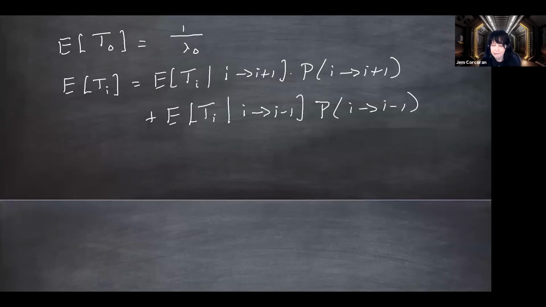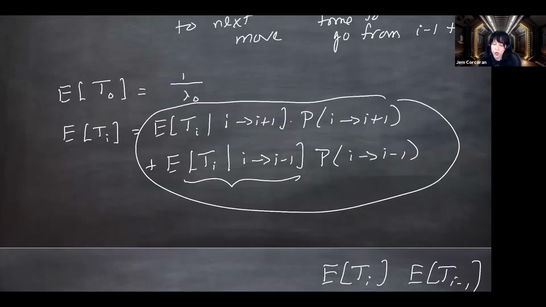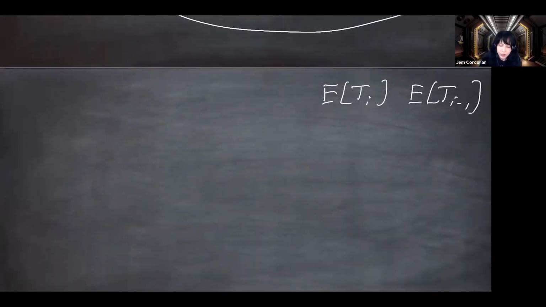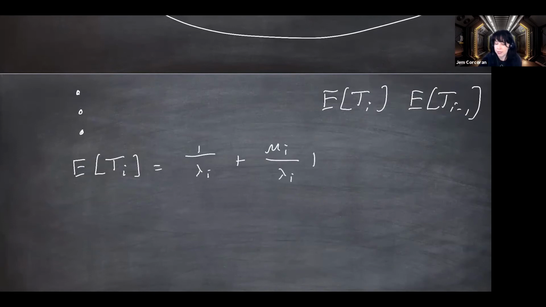It's really messy. And once you plug in everything over here, you're going to have expected value of Ti terms and expected value of Ti minus 1 terms. Like this alone was this. So you're going to have these sorts of things in there. So then you just want to solve for the expected value of Ti. So an hour later, you have the expected value of Ti is 1 over lambda I plus mu I over lambda I times the expected value of Ti minus 1.